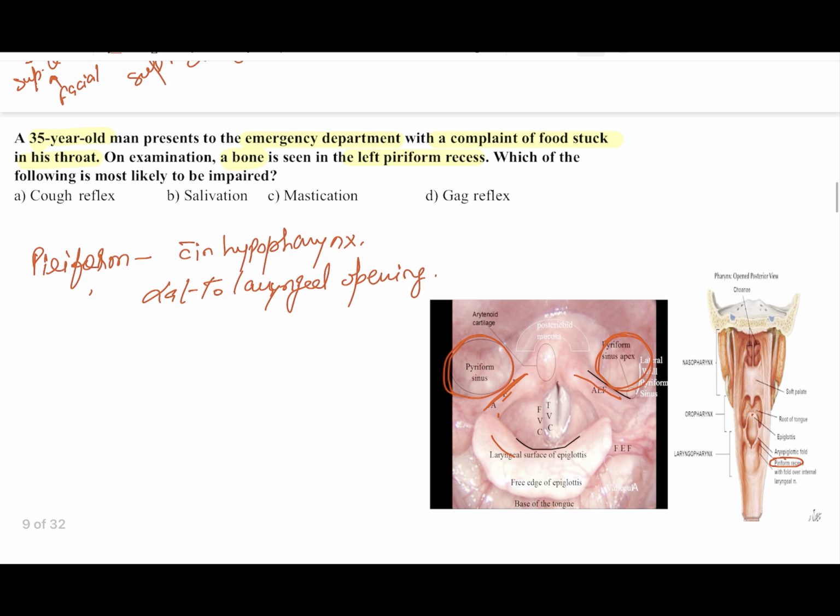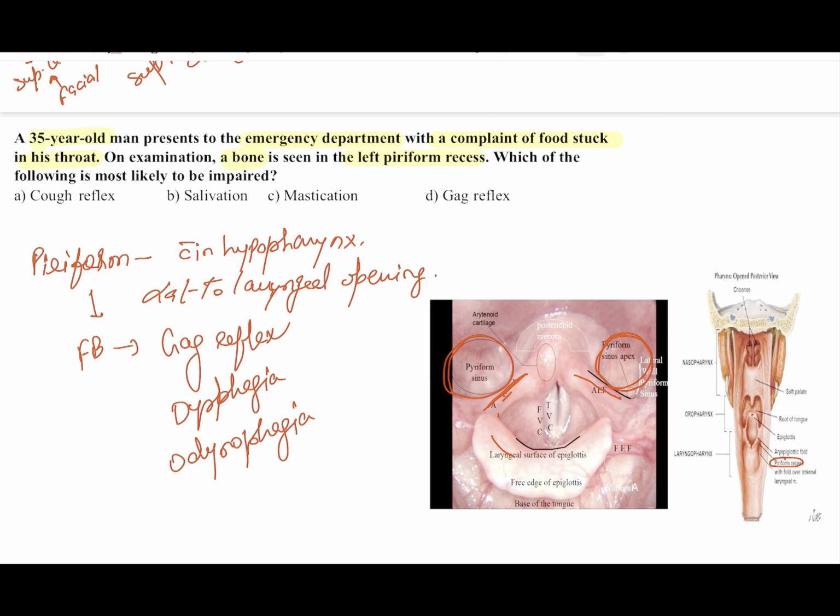Okay, and a foreign body in this area will directly stimulate the gag reflex. Okay? The patient will have dysphagia. The patient will also feel odynophagia. Dysphagia means difficulty in eating. Odynophagia means whenever you are swallowing you will have pain.